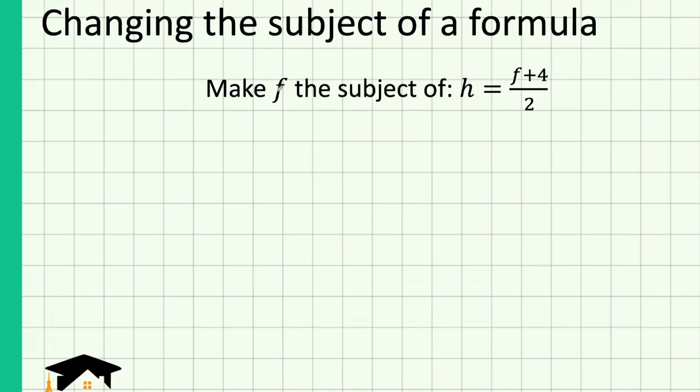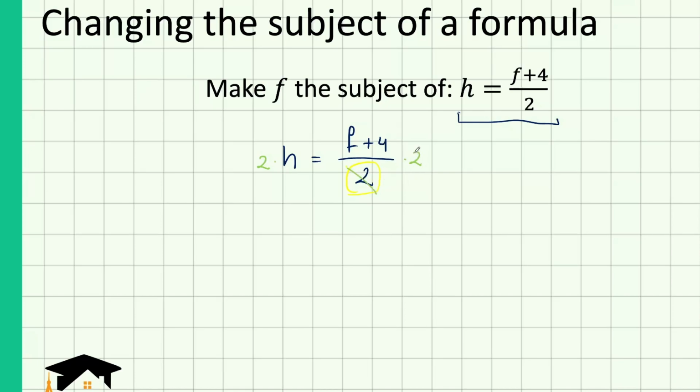Now we're asked to make f the subject of this equation. So we have that h is equal to f plus 4, divided by 2. So if we want to leave f alone, the first thing that we will have to do is remove the 2 in the denominator. Now because 2 is dividing f, then we will have to multiply by 2. So what we will do is multiply by 2 on both sides.